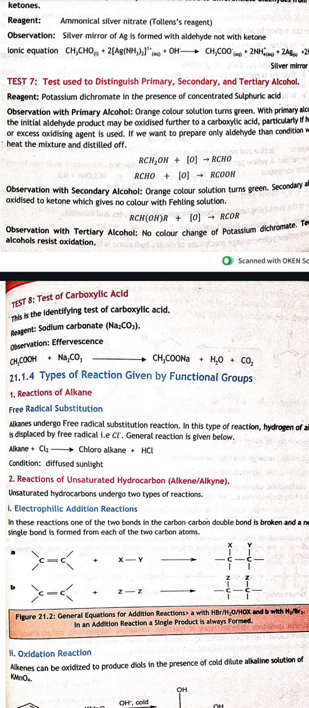So first one is when we oxidize the primary alcohol, and the resulting product is a carboxylic acid.